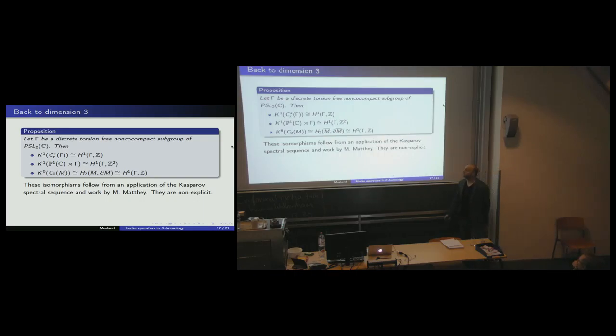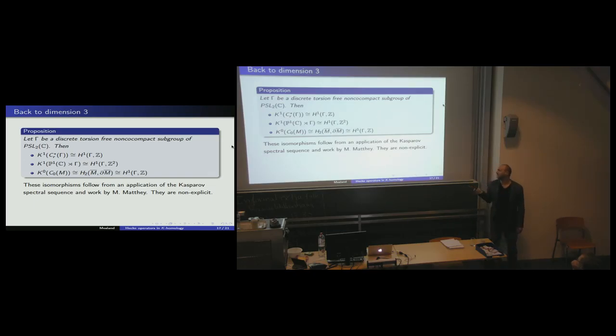So the K-homology of the reduced C-star algebra is isomorphic to the homology of this group. The K-homology of the boundary algebra is isomorphic to two copies of the homology of this group. And the K-homology of M is isomorphic to a relative homology group of some compactification of M. As stated there, these isomorphisms you get out of Kasparov's spectral sequence.